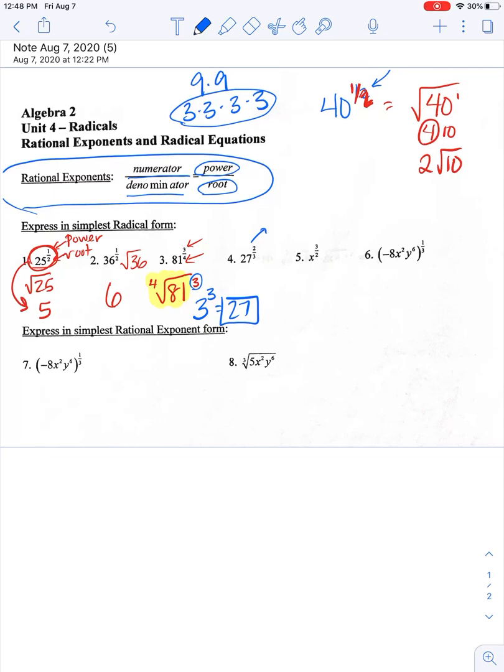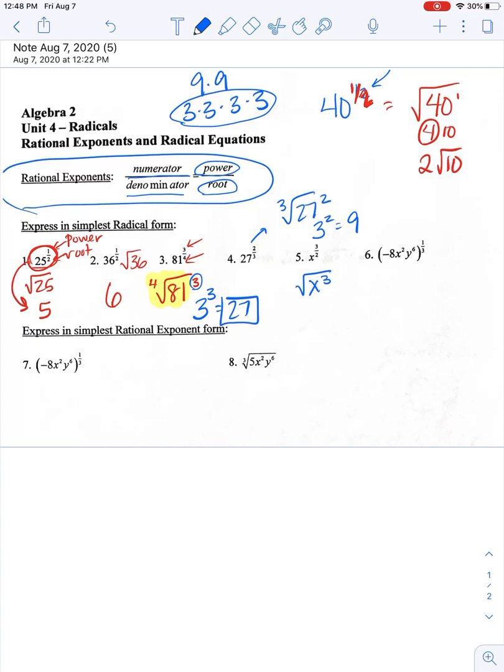So we'll do another one for number 4. I'll come up here. So again, power over root. So this is going to be the cubed root of 27 squared. Well, 27 squared is huge. So again, I'm going to do the root first. The cubed root of 27 is 3. And then 3 squared is 9.